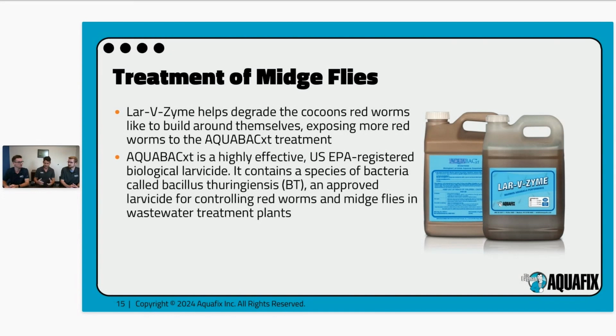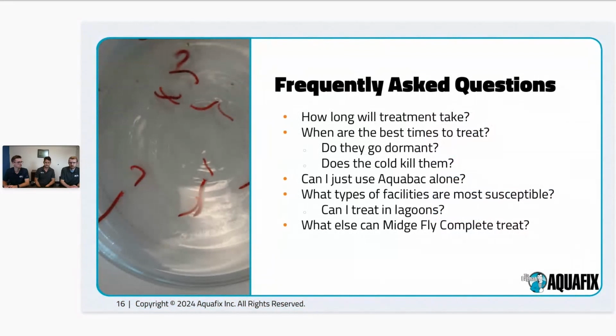Midge Fly Complete is the best way biologically to control redworms without having any impact on your effluent, any impact on your biology in the system, or any impact on your mechanical operations. And the big one is that they don't gain any tolerance to it. So it's always going to be effective. They're not going to have resistance to it over time. It's going to be effective time and time again if it's a reoccurring thing. So it's really going to be the most effective.